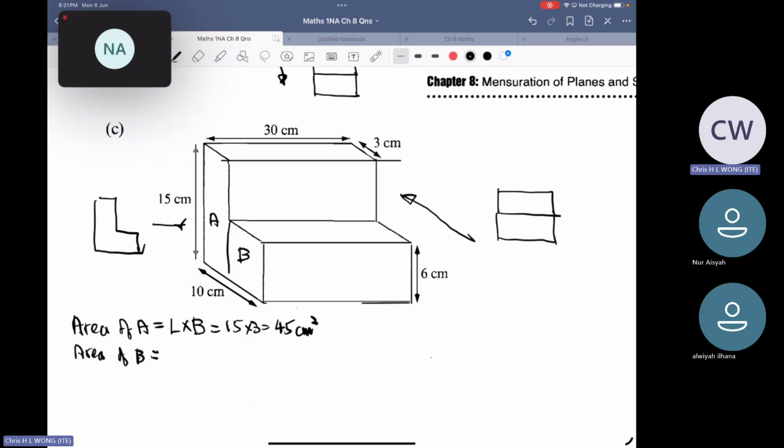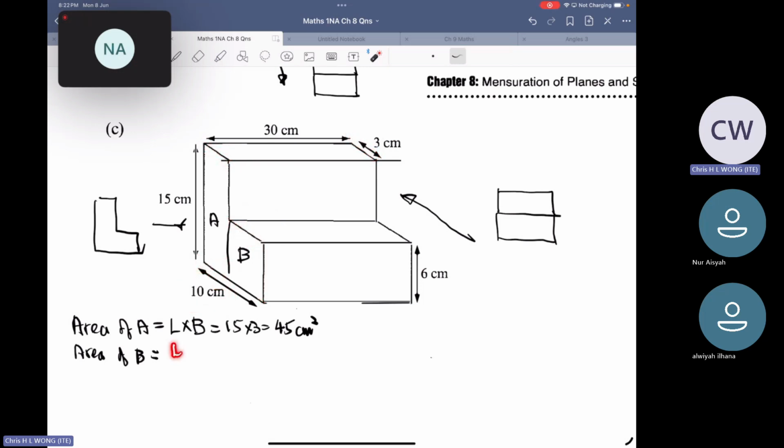7 times 6, right? Because you have to take 10 minus 3, which will give you 7 here, isn't it? Right? 7 times 6. How do you get 7? 10 minus 3. This is 3. You get 7.